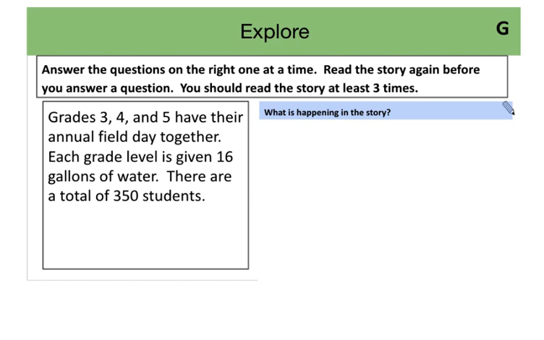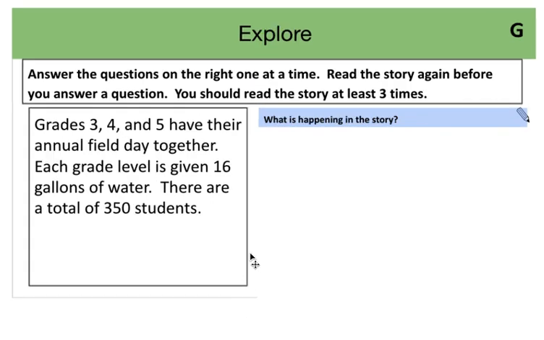Grades 3, 4, and 5 have their annual field day together. Each grade level is given 16 gallons of water. There are a total of 350 students. All right, let's go ahead and answer that first question. What is happening in this story? Go ahead and answer that question. When you're ready, you can go ahead and unpause.